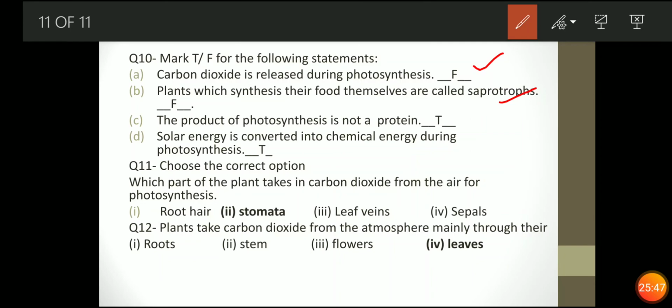Now solar energy is converted into chemical energy. We use sunlight, then our glucose is formed. So it means that we are converting solar energy into chemical energy during photosynthesis. Now choose the correct option. Which part of the plant takes in carbon dioxide from the air for photosynthesis? That is your stomata.